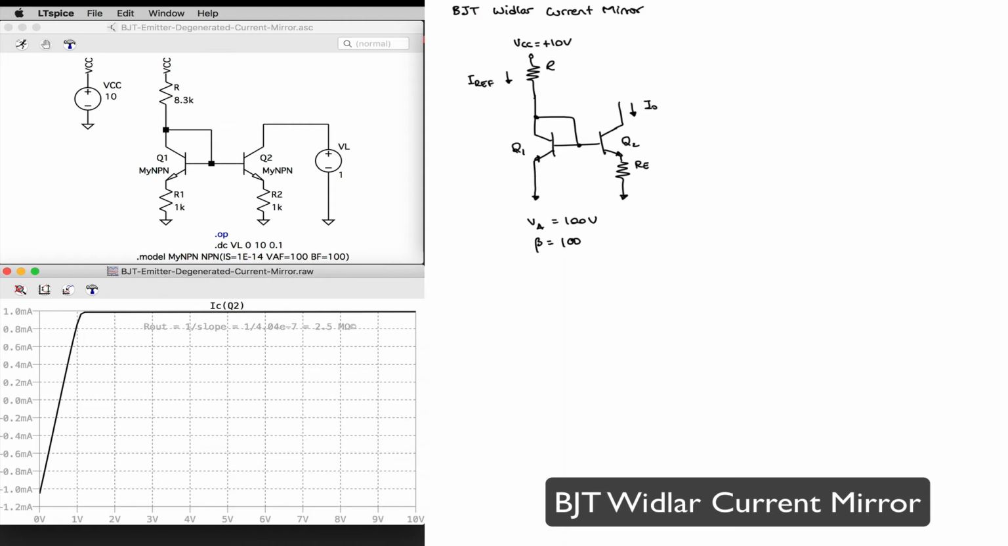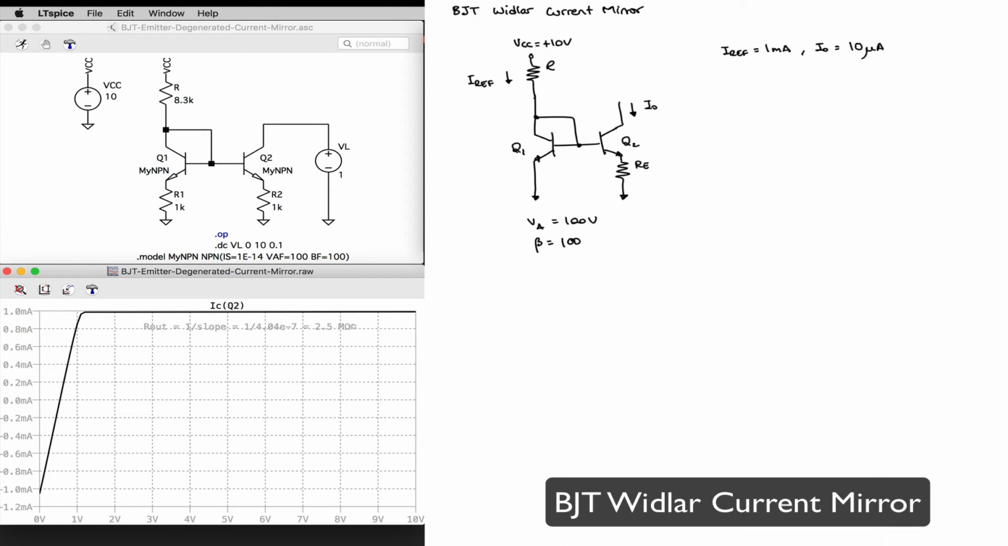And let's assume that I want my IREF to be 1 milliamp, my output current to be 10 microamps. The 1 milliamp for IREF is going to allow me to select a value for R that is within the kilo ohm range, tens of kilo ohms, which is good. And my I output of 10 microamps, I'm going to be setting that using my resistor RE.